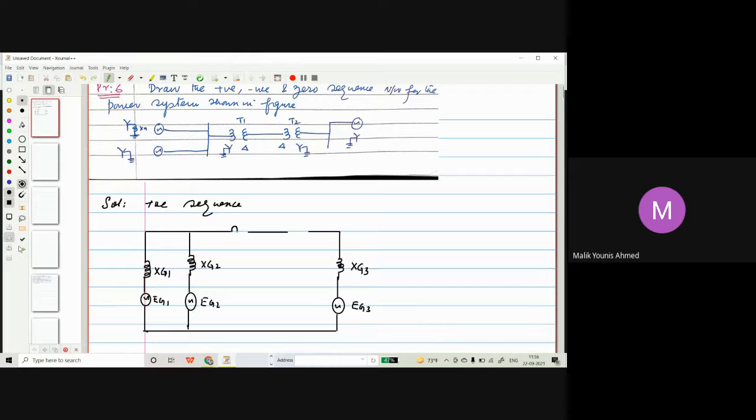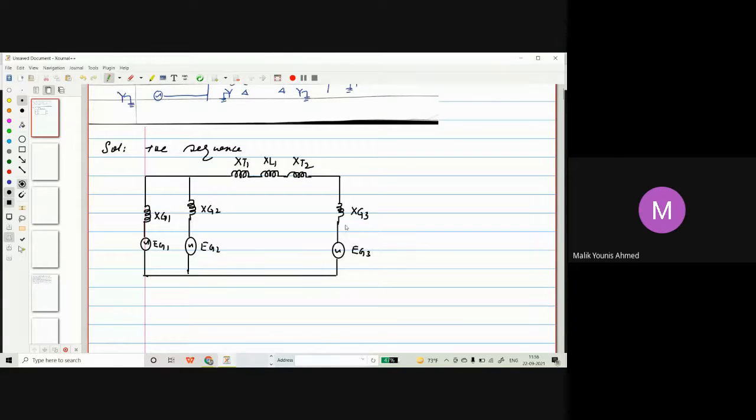Transformer T1 will have only a reactance. Oh, sorry, there is a transmission line I have missed. Let me include the transmission line here. So we have a transmission line between the two transformers, represented by reactance. And then again transformer 2. So this will be represented by XT1, this is XL1, and XT2. So positive sequence is very simple. In generators, we have to include voltage sources, which I have already told you.